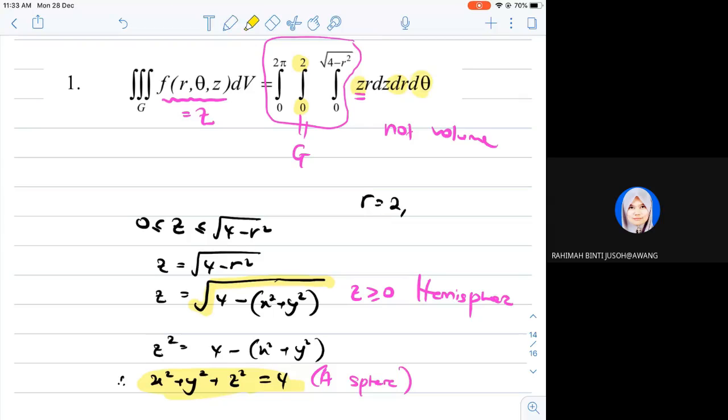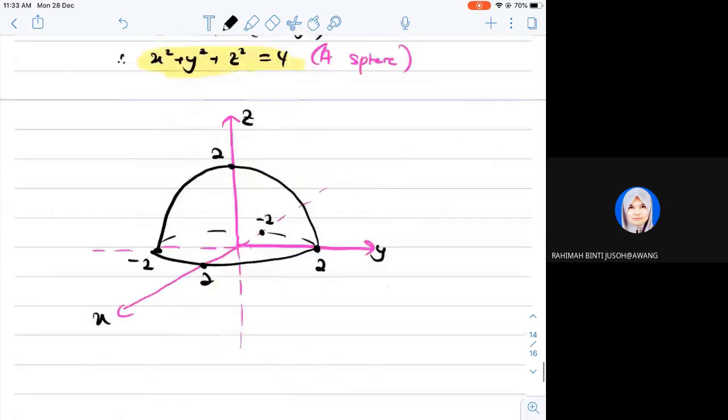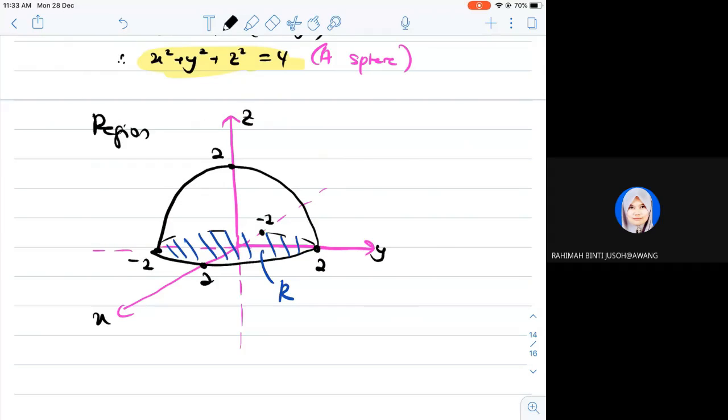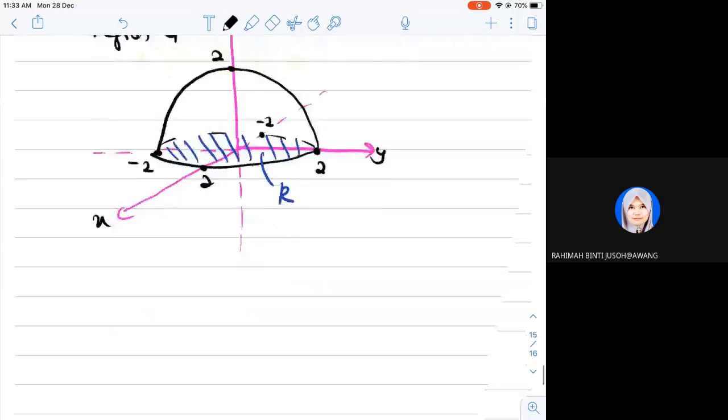And then the angle, theta is from 0 until 2 pi. So theta from 0 until 2 pi. So this is a complete circle. Okay, sebab region R dengan theta ni region R. So if we see from above, we can have this circle. This is your region R. The whole thing is your region G. Region G 3D. Region R 2D.